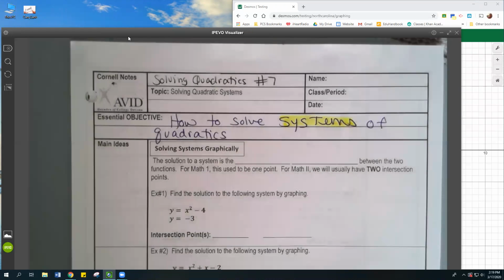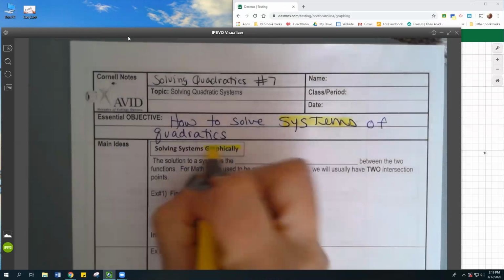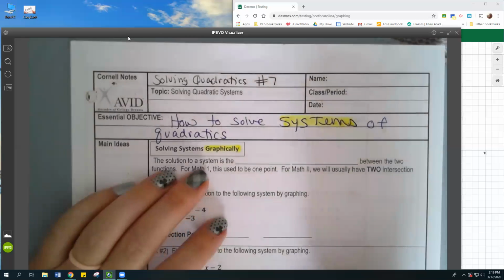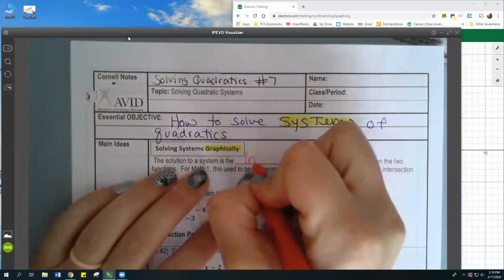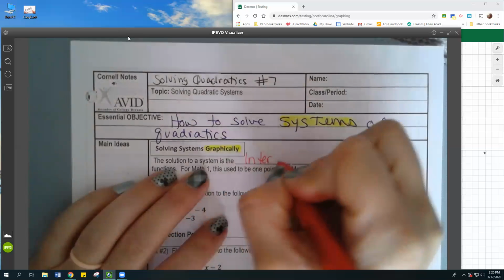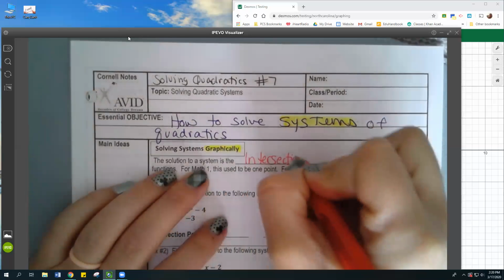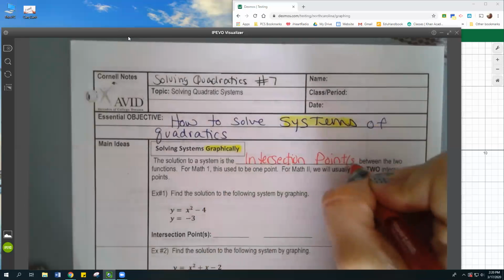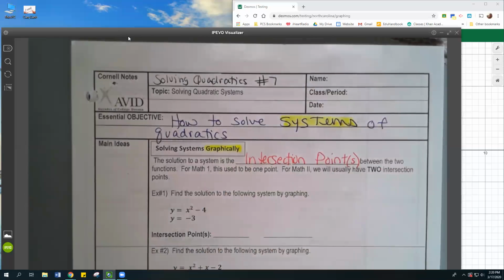So when we solve systems graphically, that means using a graph to find the solutions. And when we look for the solutions to a system, all that means is we are looking for the intersection point. We are looking for the point or points where the two graphs are going to cross each other. It's where their coordinates are the exact same at the exact same moment.